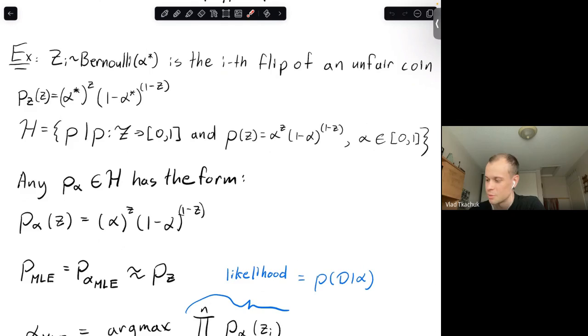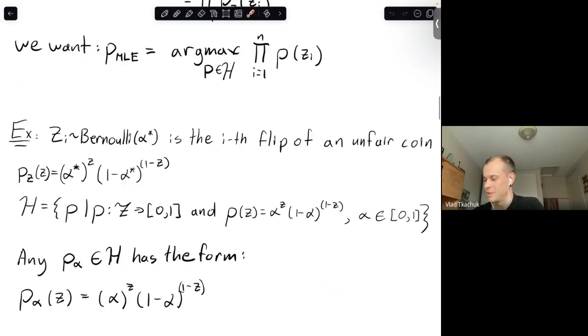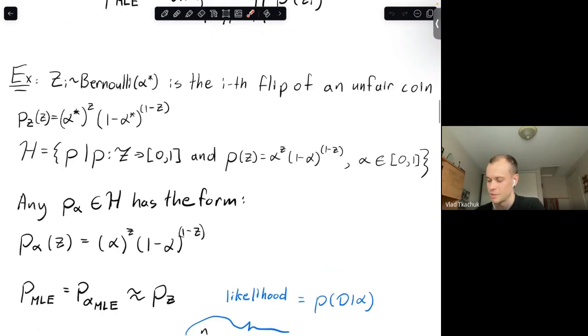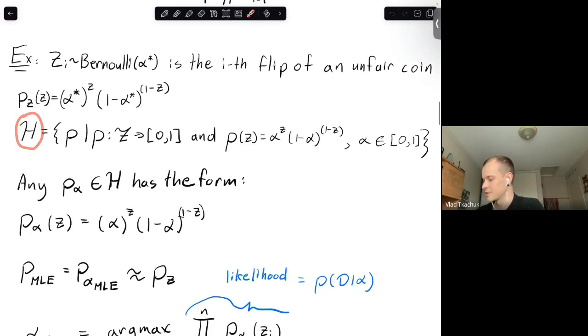And you don't know what the unfairness parameter of your coin flips is, but you know it's a coin flip, so it's a Bernoulli. So you know that this PMF or PDF has this special form. And so what you're going to do is search over all of these. That just means pick the best P, the argmax P from this function class H, and that function class just has PMFs of exactly the Bernoulli form for all possible parameters alpha. And you're trying to search over alpha.